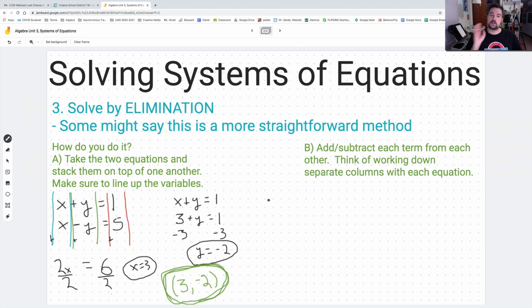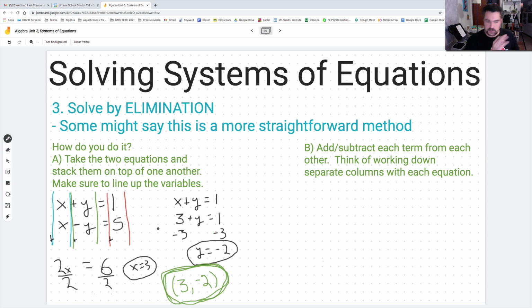Third method, elimination. We covered a little bit in class today. I made a little mistake because I wrote one of the problems down incorrectly, but I fixed that now. I'm going to walk you through how to go through a little more complex problem. This was the easy one we did in class, how you do it, how you set it up.